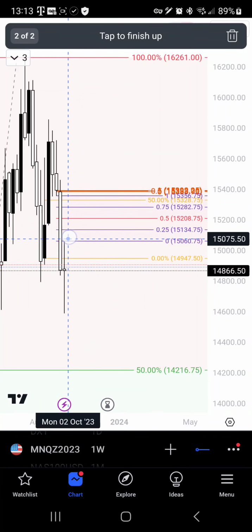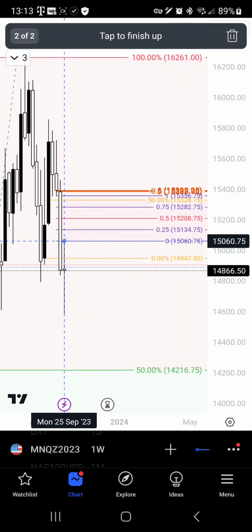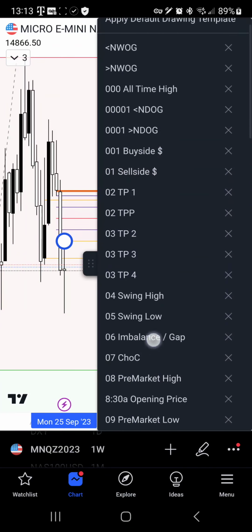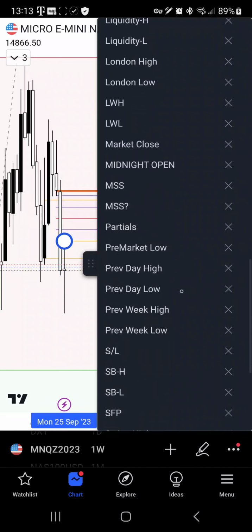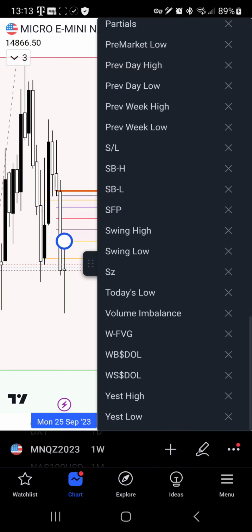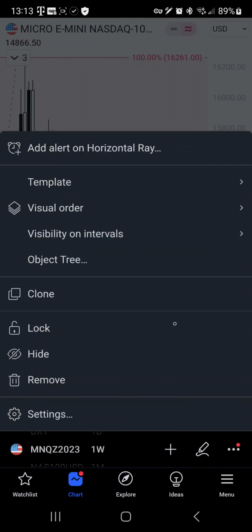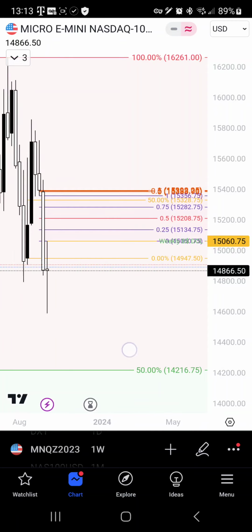So with that being said, initially this is going to be my weekly draw on liquidity. It's buy side. I'm going to go ahead and lock that in.